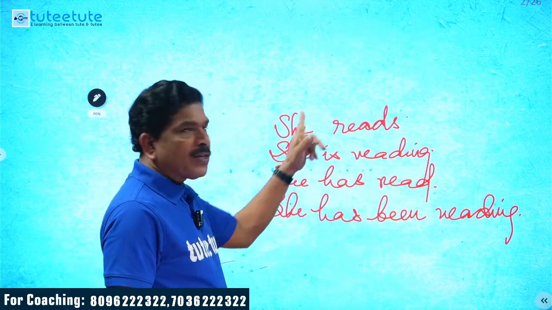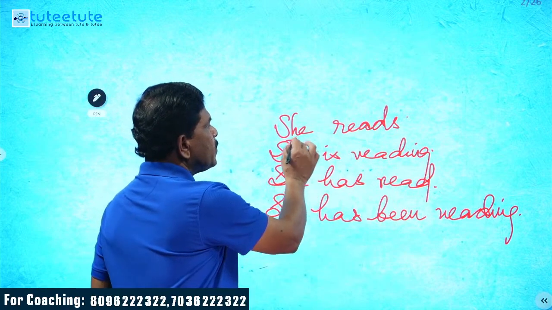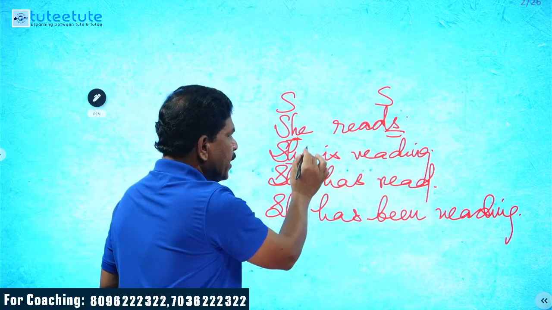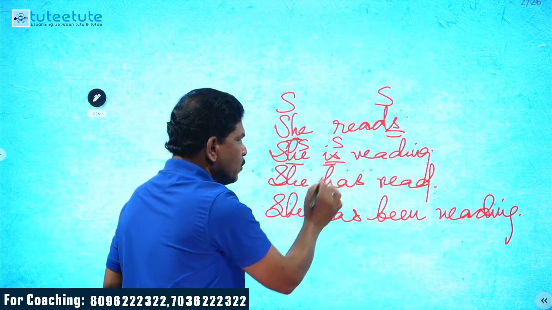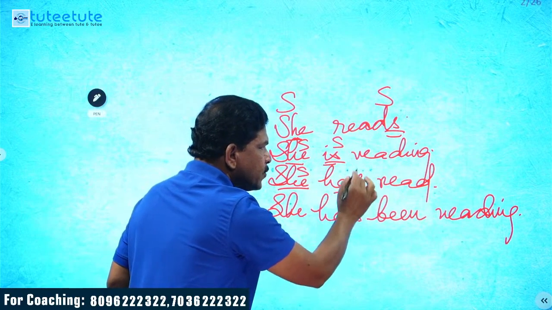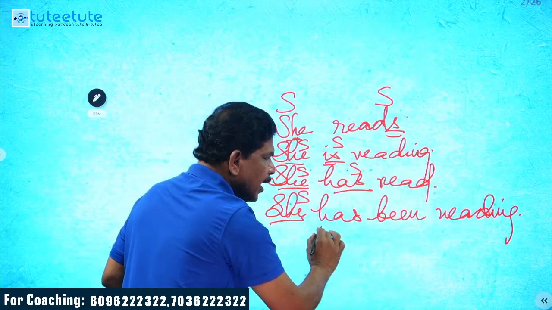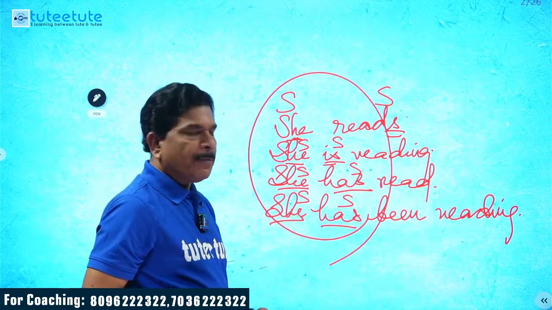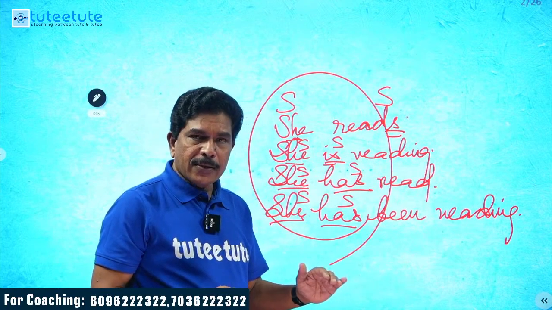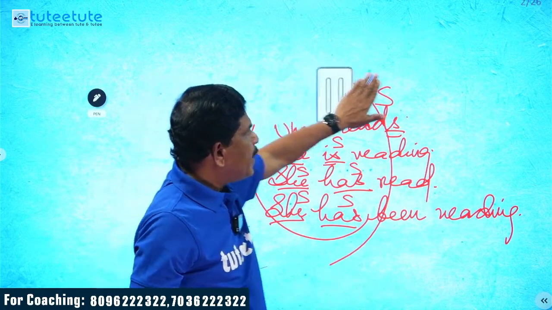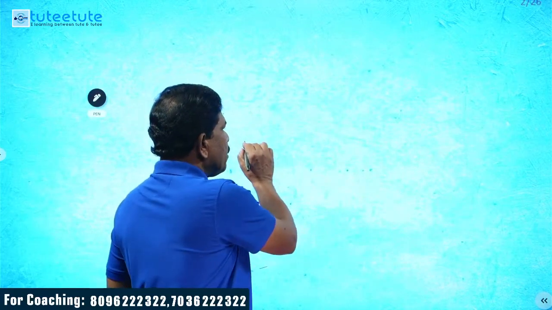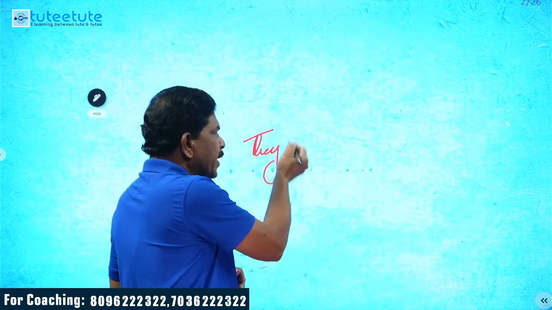These are all present, singular. She is singular, reads is also singular. She is singular, is also singular. She singular, has is singular. These are all present singular forms. The same sentence has plural forms. When is that? Retaining the same meaning, for example, the subject happens to be they.